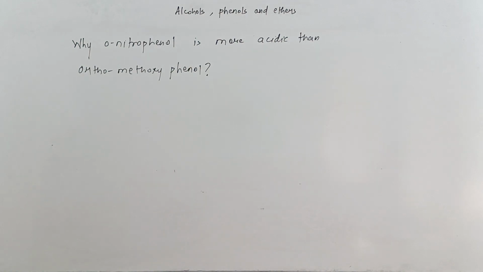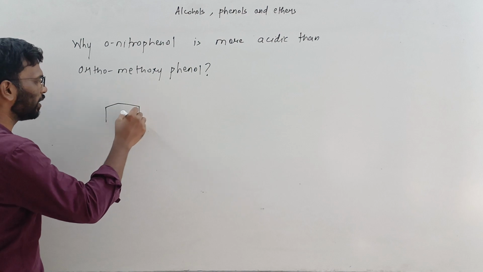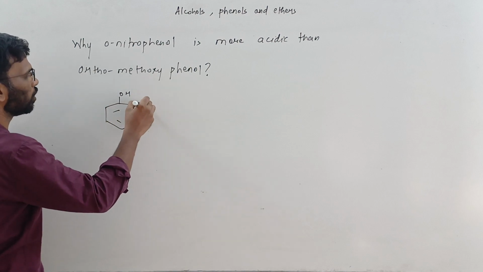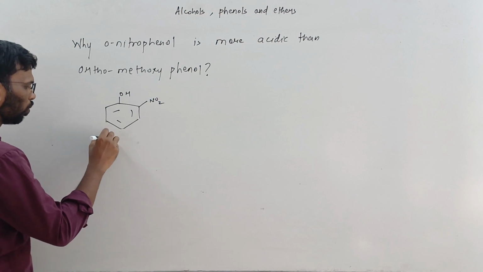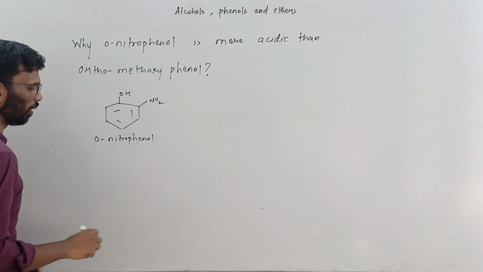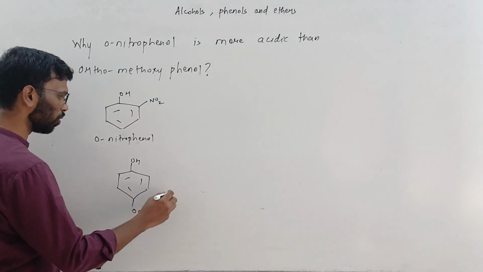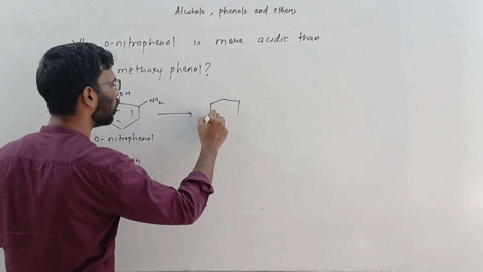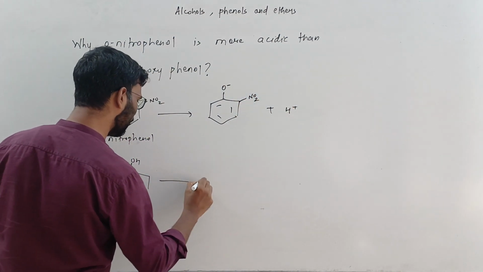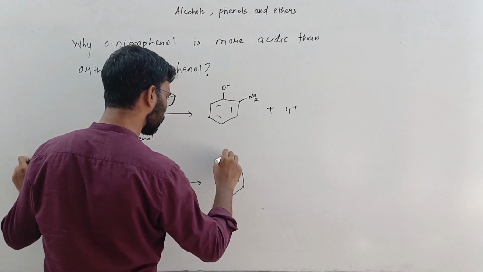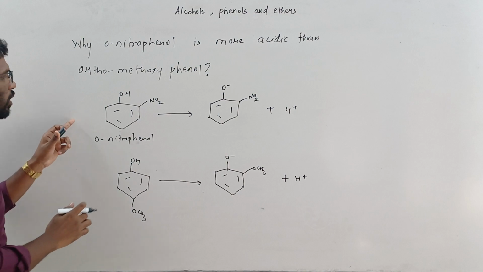The question over here asks, why is orthonitrophenol more acidic than orthomethoxyphenol? Okay, now what is the meaning of acid? Acid means which is able to split. This is orthonitrophenol, and this is what? Orthomethoxy. Here it is methoxy, right? So orthonitrophenol splits. What is the meaning of acid? O minus, NO2 and H plus, and here O minus, OCH3 and H plus.